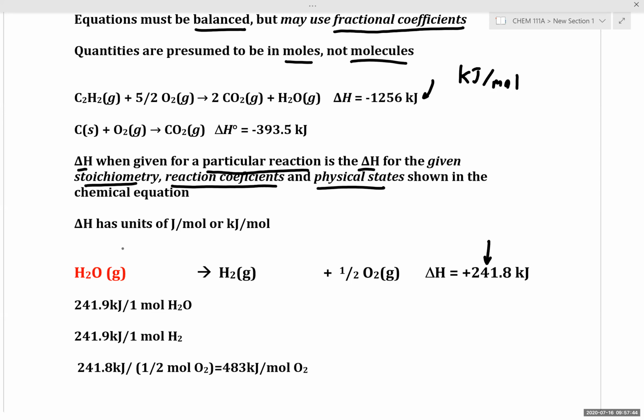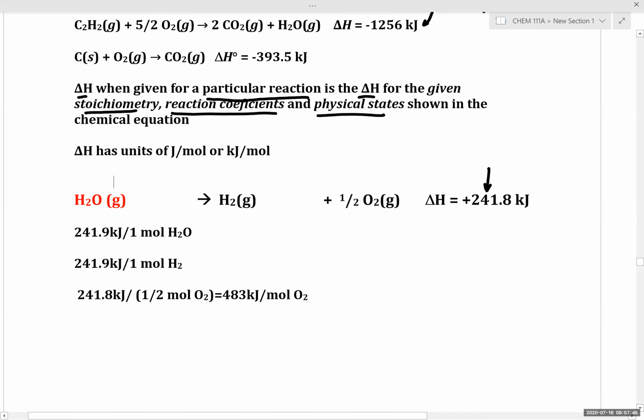Now, one thing that is really important to keep in mind is that we can write this reaction enthalpy in terms of each of our reactants. The way that we do that is we take the reaction enthalpy and we divide it by our reaction coefficient. So for example, this reaction generates 241.8 kilojoules per mole of water, 241.8 kilojoules per 1 mole of hydrogen.